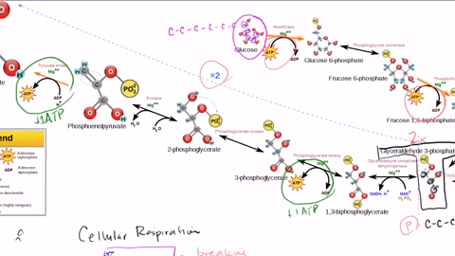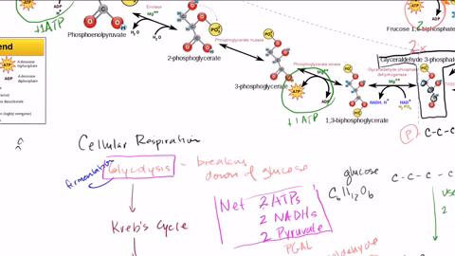Now there were 2 of these, so total for 1 glucose, we're going to produce 4 ATPs in the payoff phase. So in the payoff phase, 4 ATPs. In the investment phase, we used 2 ATPs. So total net ATPs directly generated from glycolysis is 2 ATPs. Right? 4 gross produced, but we had to invest 2 in the investment phase.